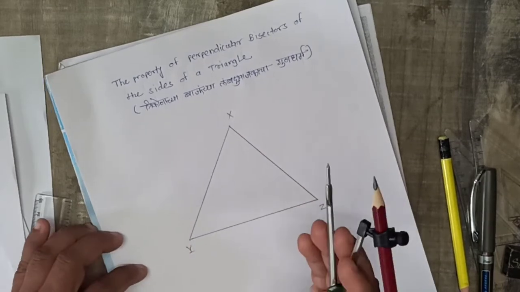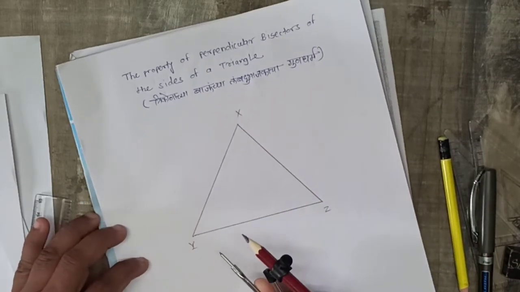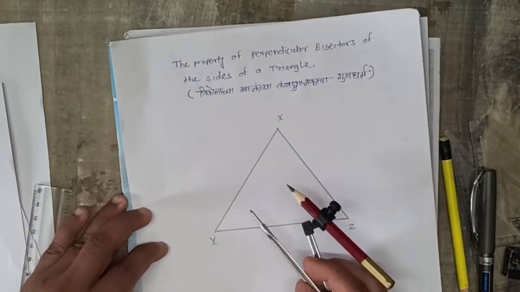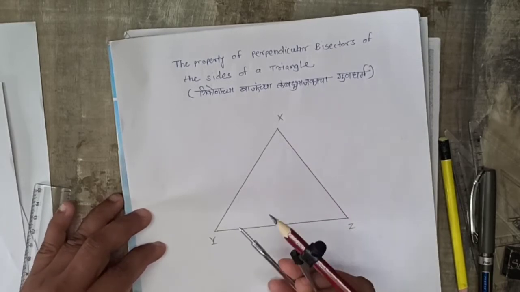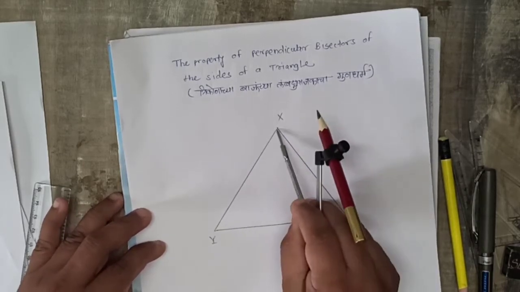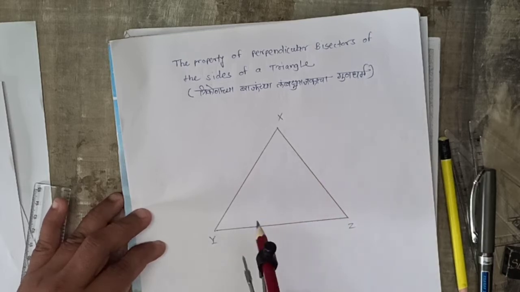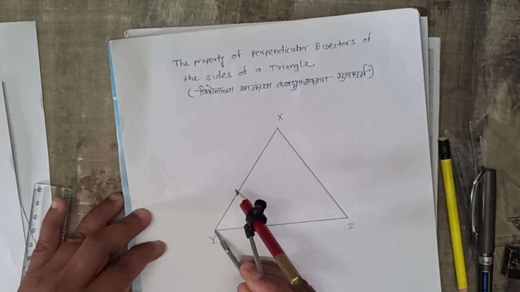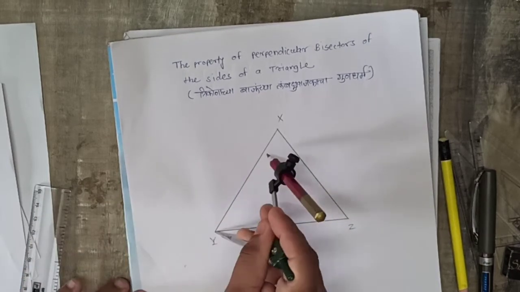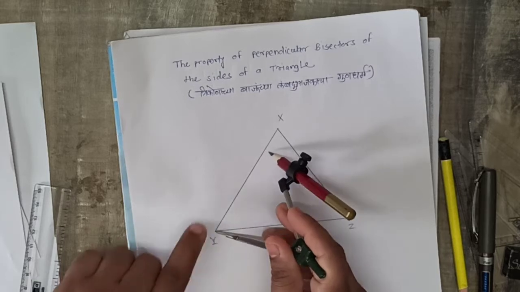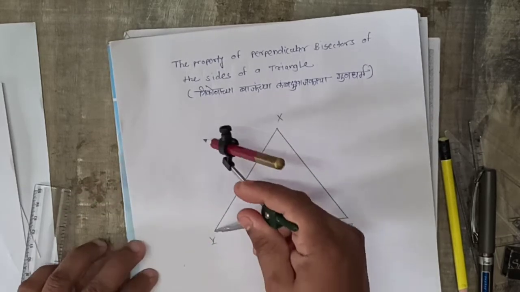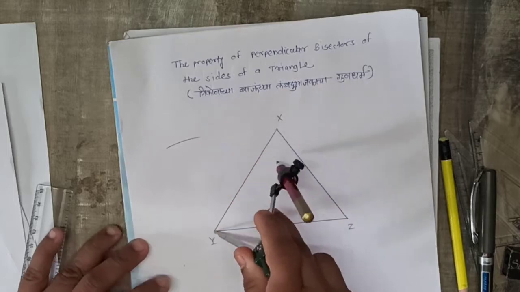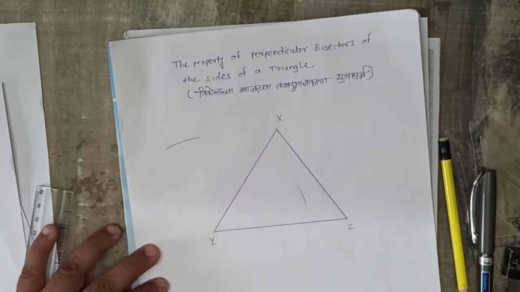So take a compass and take the distance more than half of the length of XY. And draw an arc on both the sides of side XY. So draw here one arc and at this side one arc.